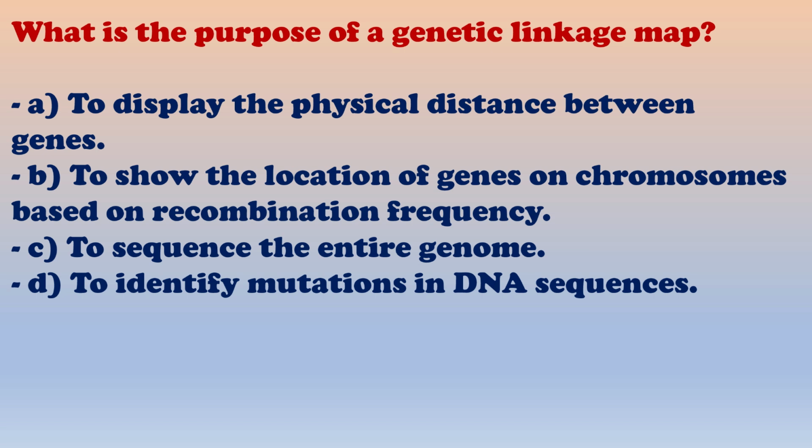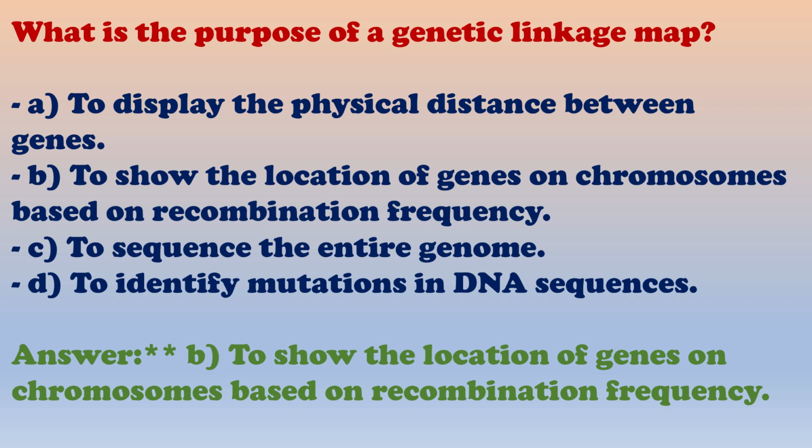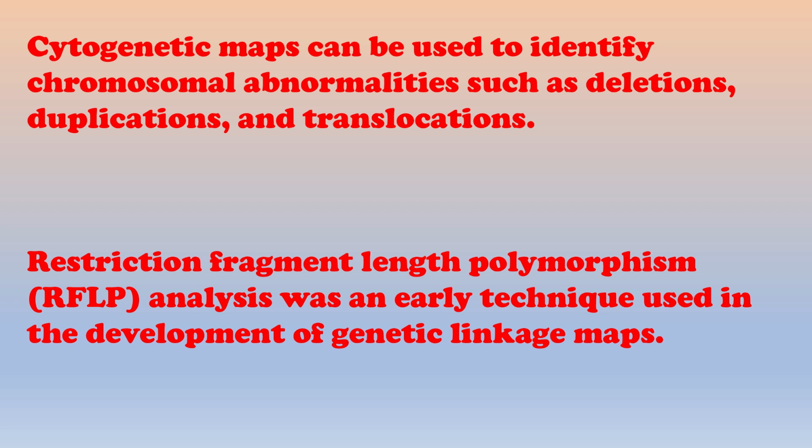What is the purpose of a genetic linkage map? To display the physical distance between genes, or to show the location of genes on chromosomes based on recombination frequency, or to sequence the entire genome, or to identify mutations in DNA sequences? Give your answer. Friends, these next two questions are true or false questions. Cytogenetic maps can be used to identify chromosomal abnormalities such as deletions, duplications, and translocations. Your answer is next one. Restriction fragment length polymorphism, that is RFLP analysis, was an early technique used in the development of genetic linkage maps. True or false?